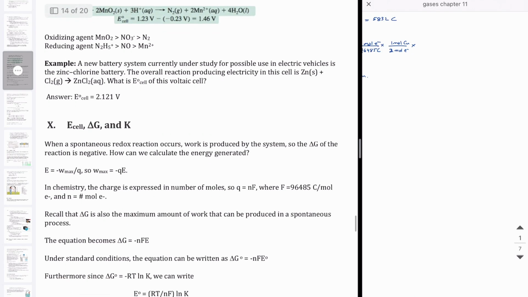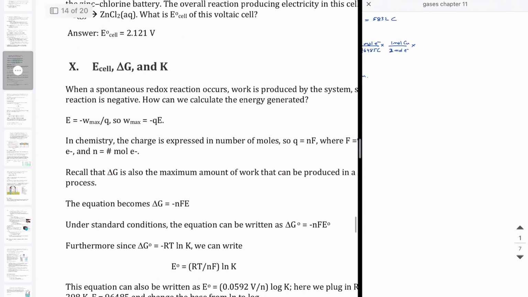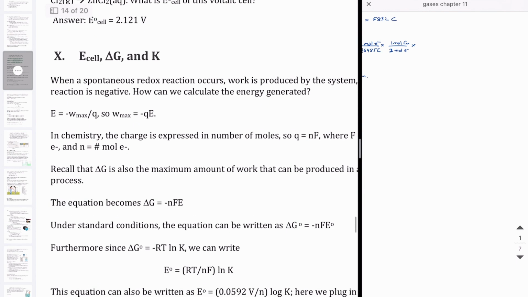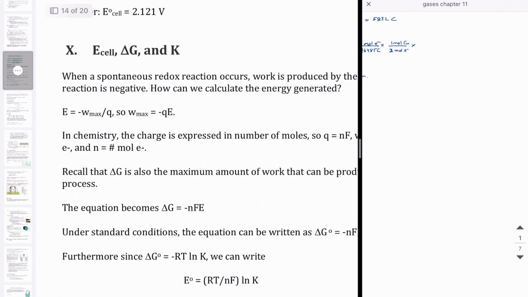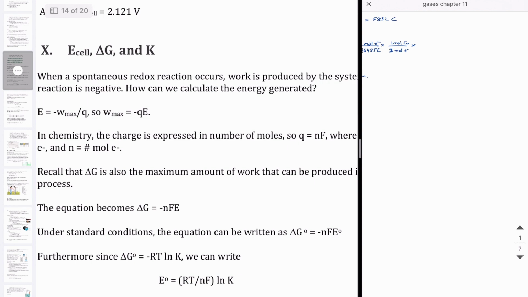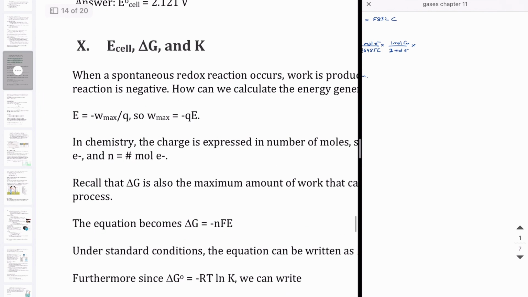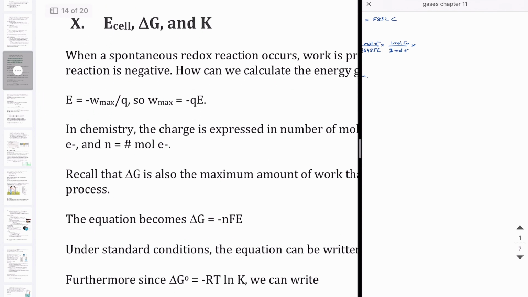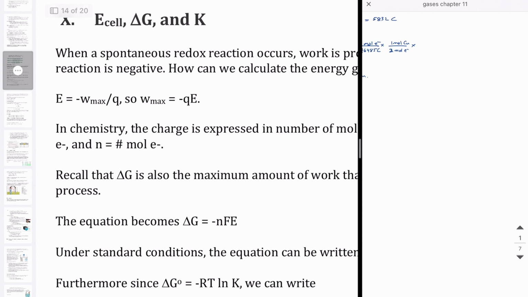So we discussed how to determine the standard cell potential, or E naught, of any voltaic cell. What we want to do now is connect that to the concept of the standard Gibbs free energy, or delta G naught, that we had discussed previously. If you recall, delta G is the maximum amount of work that could be done for a spontaneous process. So we can relate that to the E cell as follows.